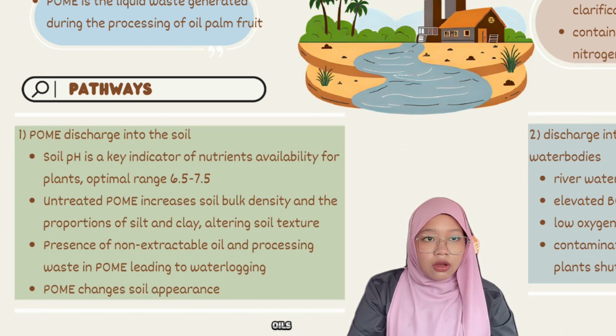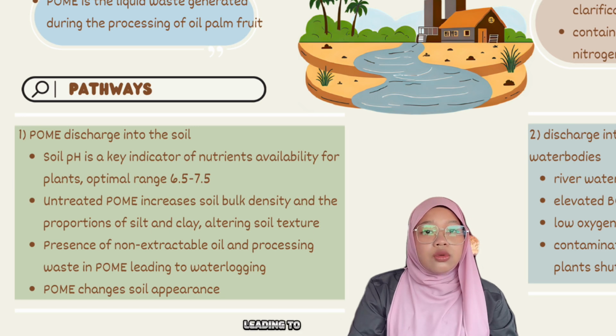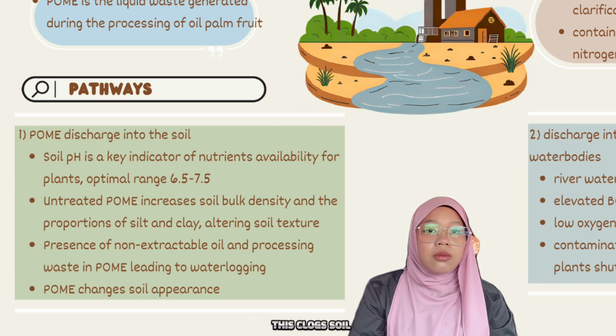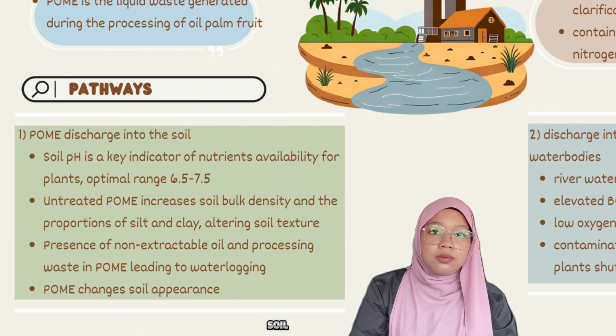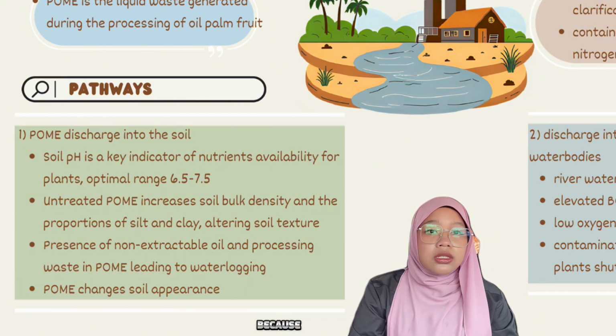The presence of oils and waste in POME causes the soil to hold too much water, leading to waterlogging. This clogs soil pores and reduces aeration. Ultimately, waterlogged and clogged soil pores cause plants to die because their roots cannot breathe properly. As a result, POME can change the soil appearance, like color, smell, and composition, and plant cover begins to disappear.